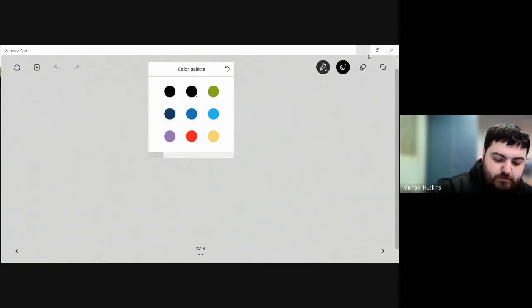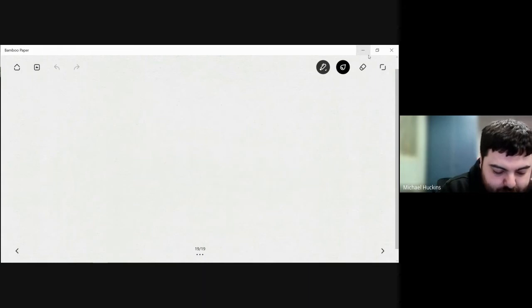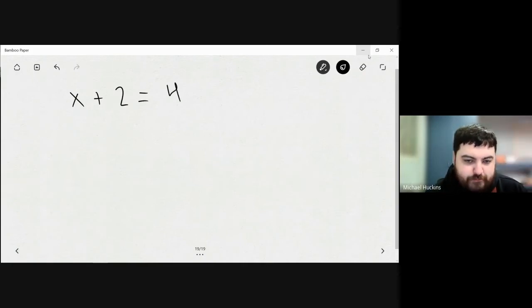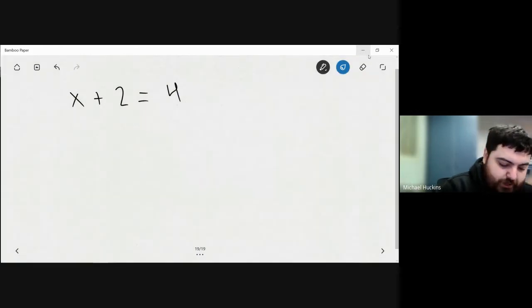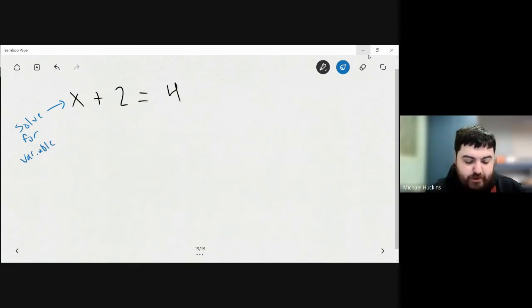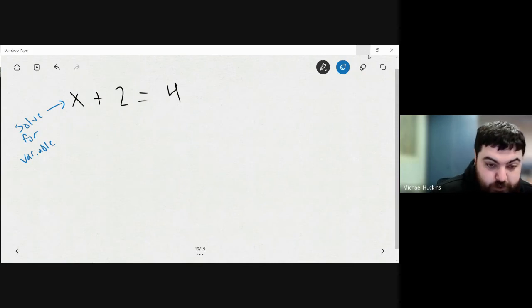So the first example we're going to look at is x plus 2 equals 4. So right away, we see our variable is x. That's what we need to solve for, right? Solve for the variable. We also see what's happening with our variable. It is x plus 2. So this equation has our variable, but it's being added to. So here's where our knowledge of operations and inverse operations comes into play.